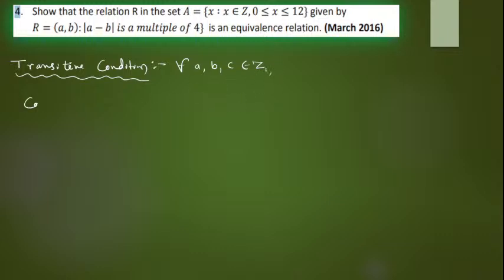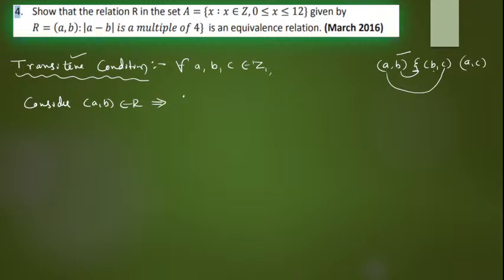Consider C. Transitive condition means what happens? If A and B belongs to R and B and C belongs to R, then the third ordered pair A to C also must belong to your relation R. Then only you can say that your relation R is transitive. So first I will consider A and B. Consider A comma B belongs to R.